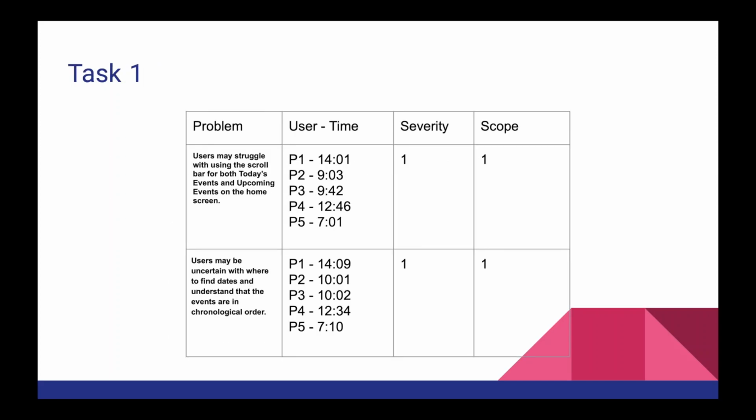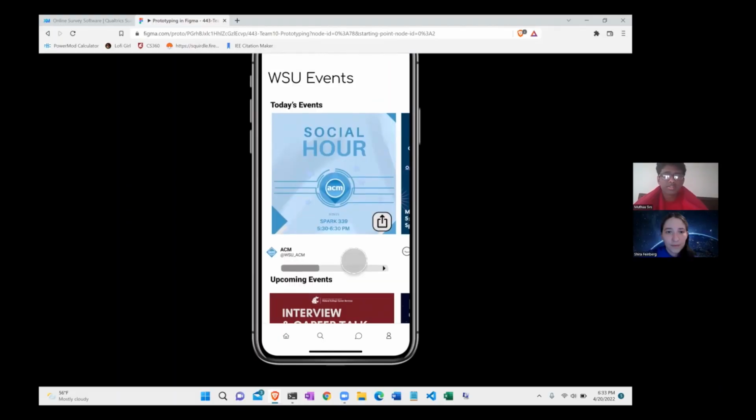So going forward, we have task 1, which was view events. Basically, there were 2 main problems that we found, both with a severity scope of 1. These were that users struggled with the scroll bar and users were uncertain how to find dates. As you can see here, we have the problem, the user time, and then the severity and the scope. Up next, we'll show the first user having an issue with the scroll bar.